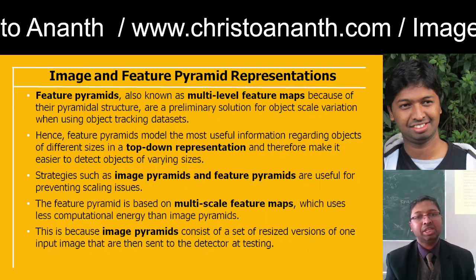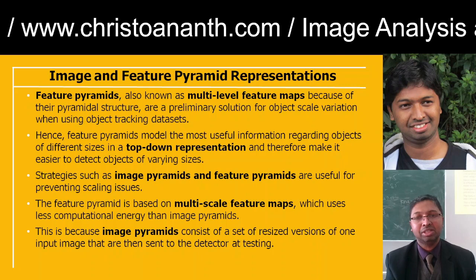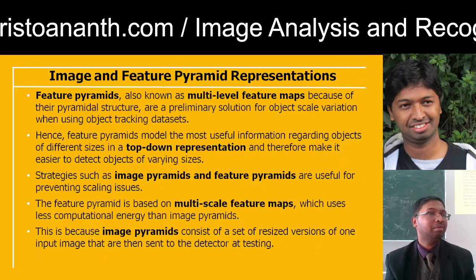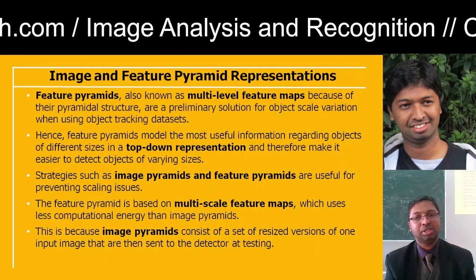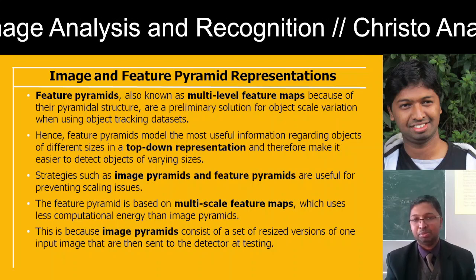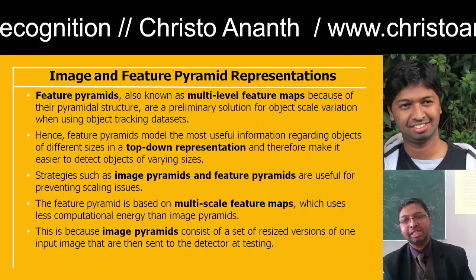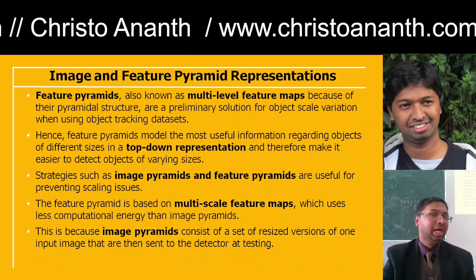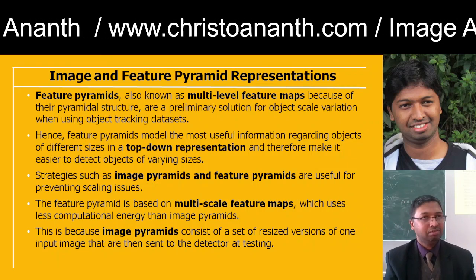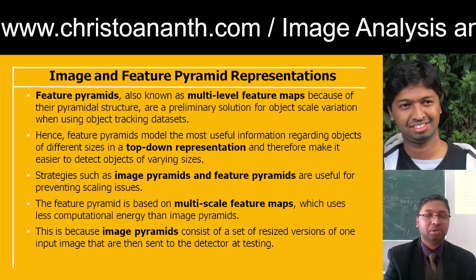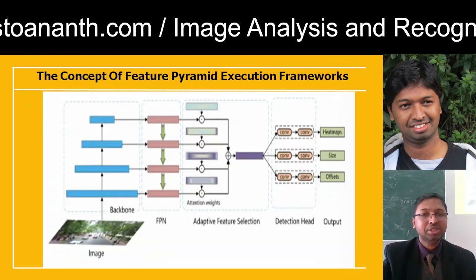Here the feature pyramid is based on multi-scale feature maps, which require less computational energy than the image pyramid. The image pyramid has resized versions of one input image, which are sent to the detector for testing and checking. So this is how it goes.